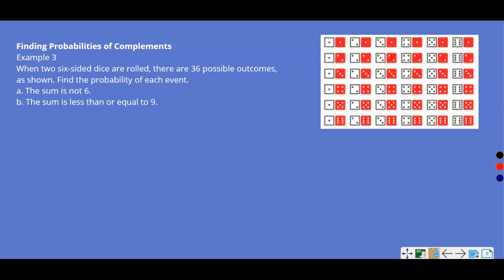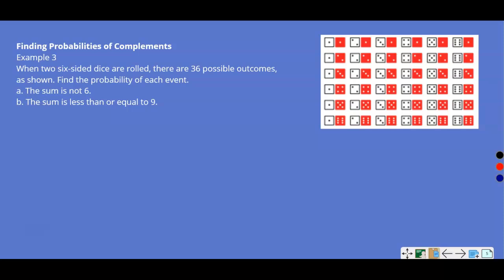All right, we are continuing with sample spaces and probability, and we're on example 3, finding probabilities of complements. When two six-sided dice are rolled, there are 36 possible outcomes as shown. Find the probability of each event. A part, the sum is not 6. B part, the sum is less than or equal to 9.